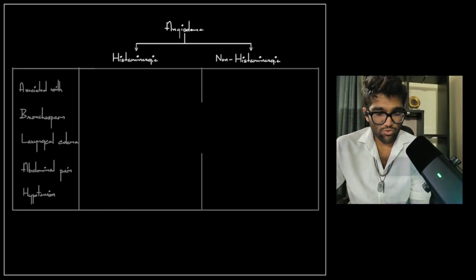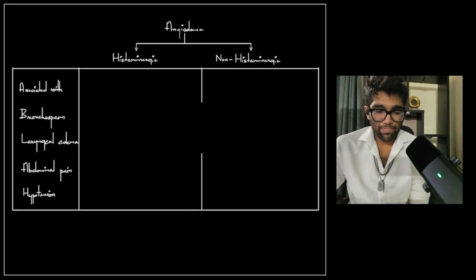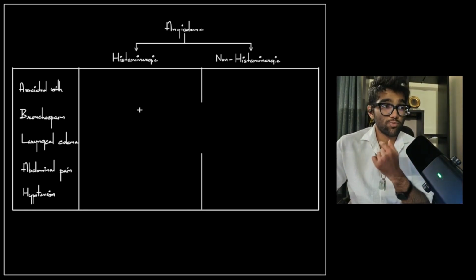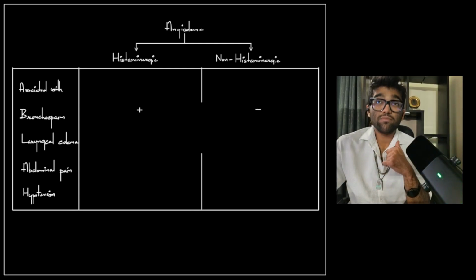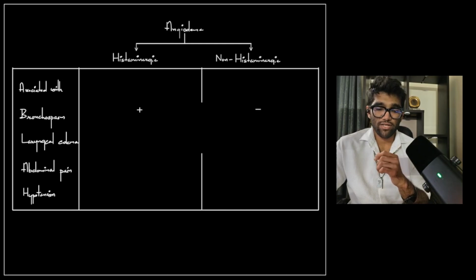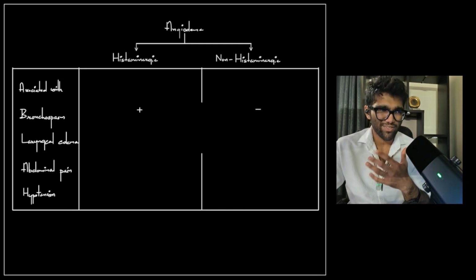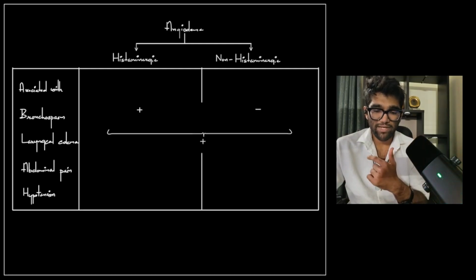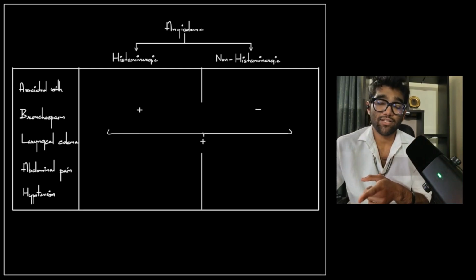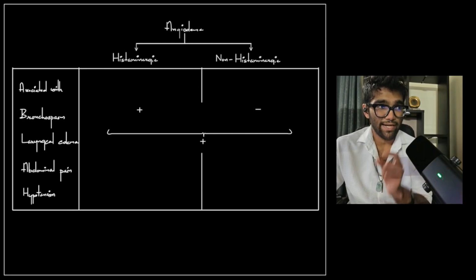Now, in case of associated features, histaminergic angioedema can be associated with bronchospasm, because you must remember that that is also an epithelial surface. Non-histaminergic angioedema doesn't cause bronchospasm. Now, some of you will be thinking, that's not right, you get respiratory distress. When you get respiratory distress in non-histaminergic angioedema, it is due to laryngeal edema.